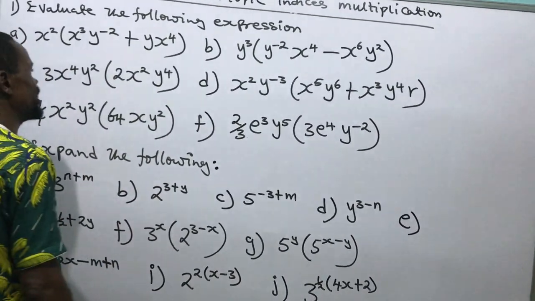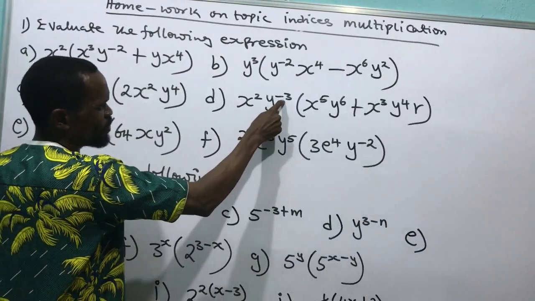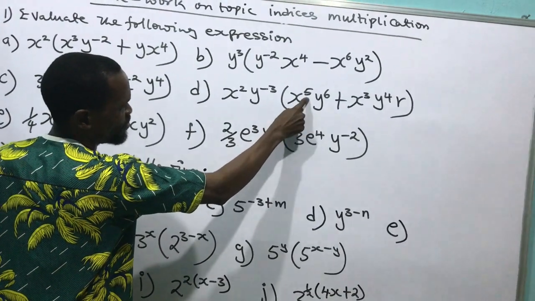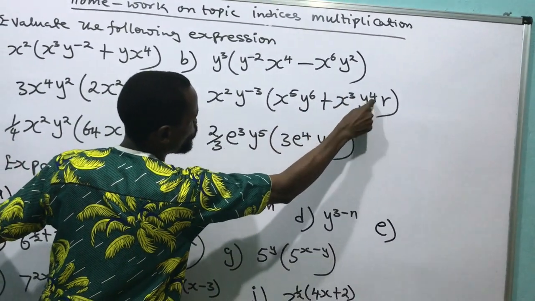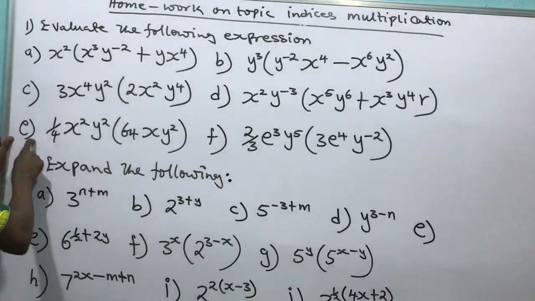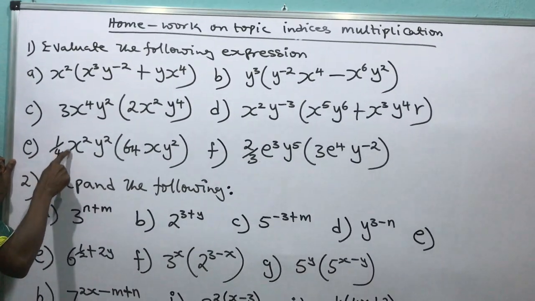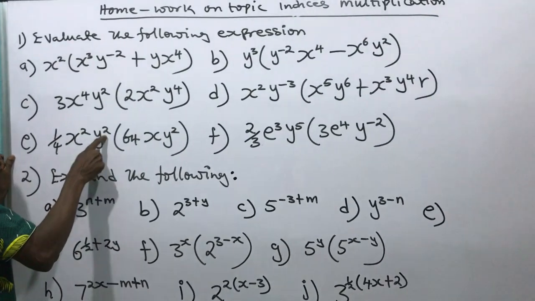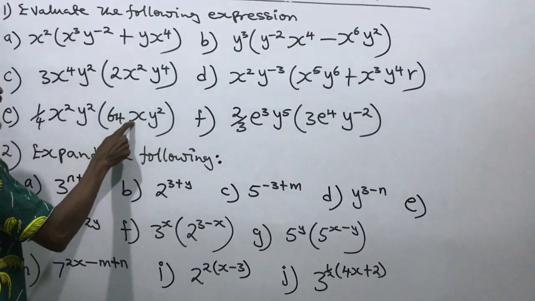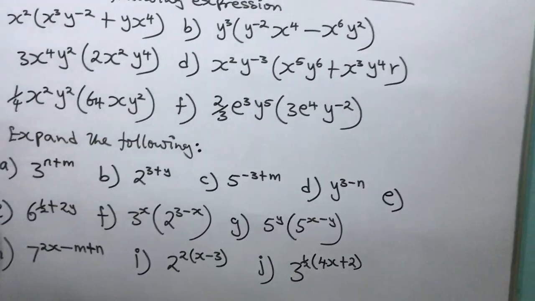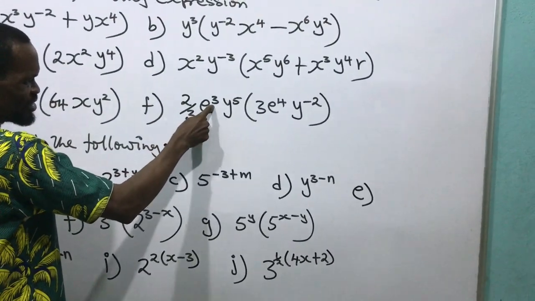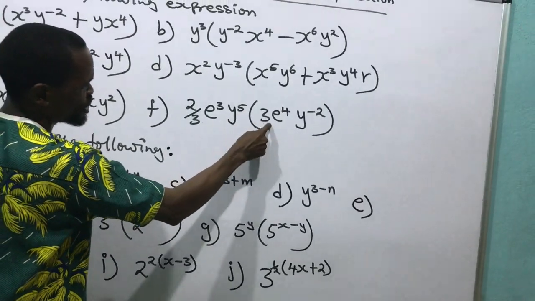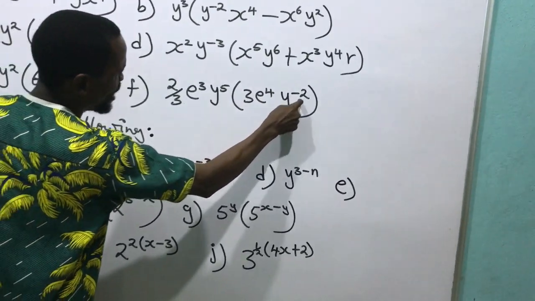D, this question D. x raised to the power 2, y raised to the power minus 3 into x raised to the power 5, y raised to the power 6 plus x raised to the power 3, y raised to the power 4. We come to E, 1 over 4, x raised to the power 2, y raised to the power 2 into 4x, y raised to the power 2. Then we come to F. This is 1 over 3, e raised to the power 3, y raised to the power 5 into 3e raised to the power 4, y raised to the power minus 2.